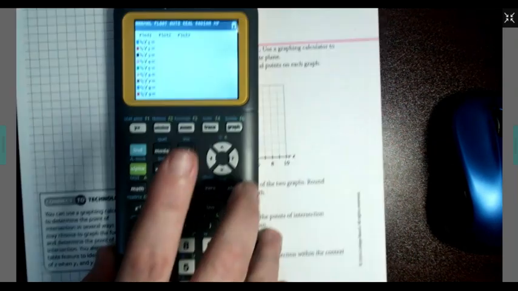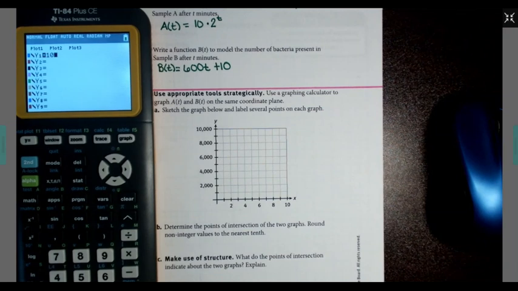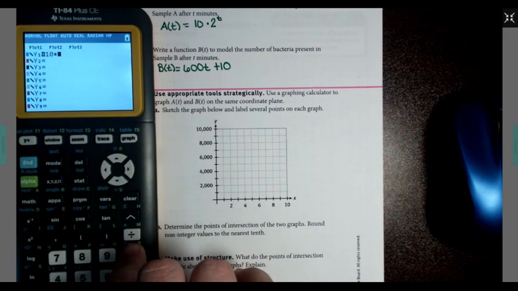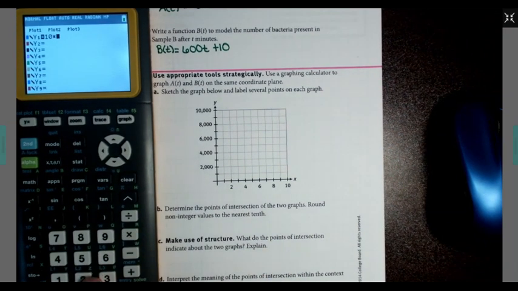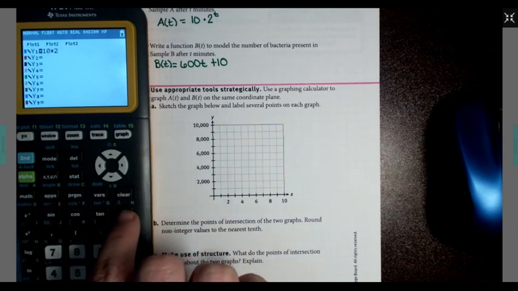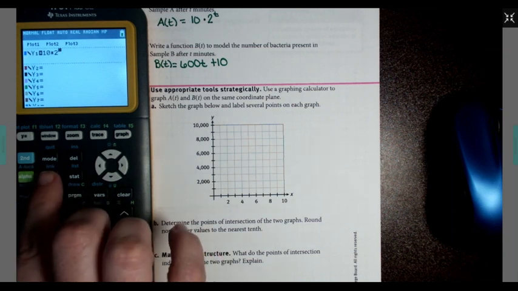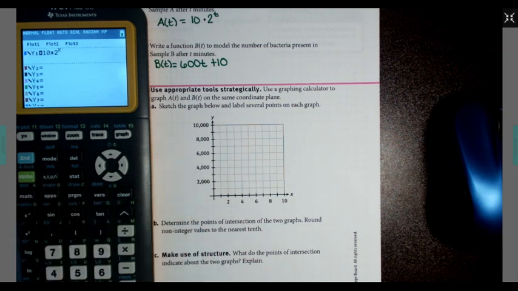All right, so the first equation we're going to type in is 10 times 2, caret key, which is this key right above the division. And in that exponent position, we want to put the letter X. I don't put the letter T because the calculator does not recognize anything except for Y and X's. So we're going to use X and Y as my A of T and my T.